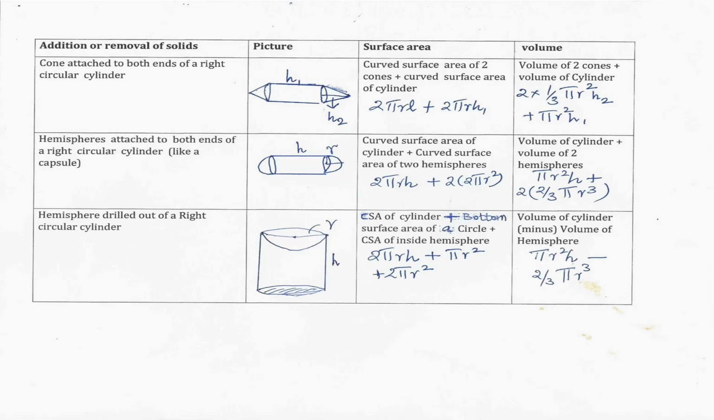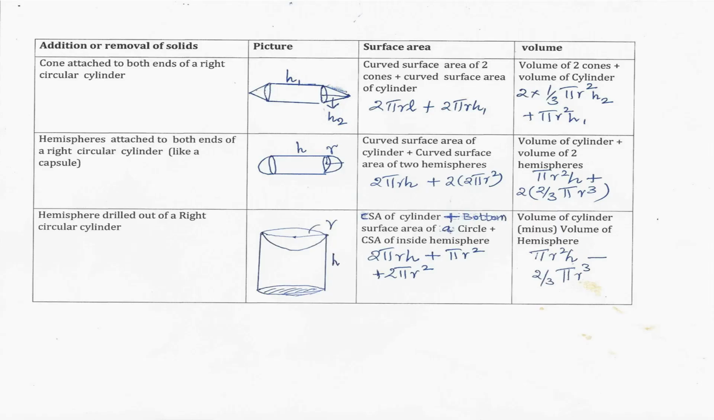Hemisphere attached to both ends of a right circular cylinder like a capsule. Surface area is curved surface area of cylinder plus curved surface area of two hemispheres. 2 pi r h plus 2 into 2 pi r squared. Volume of cylinder plus volume of two hemispheres, pi r squared h plus 2 multiplied by 2 by 3 pi r cube.